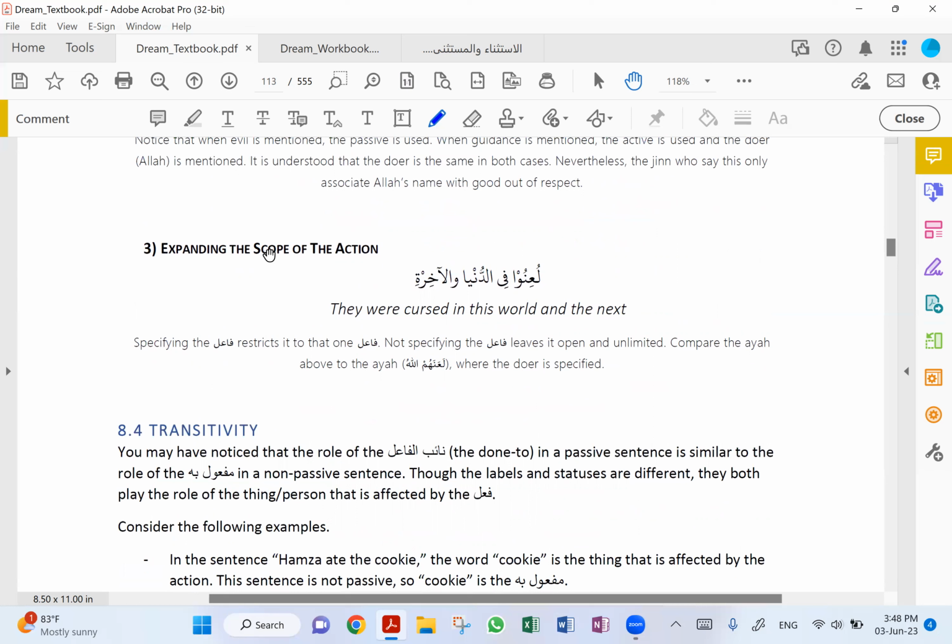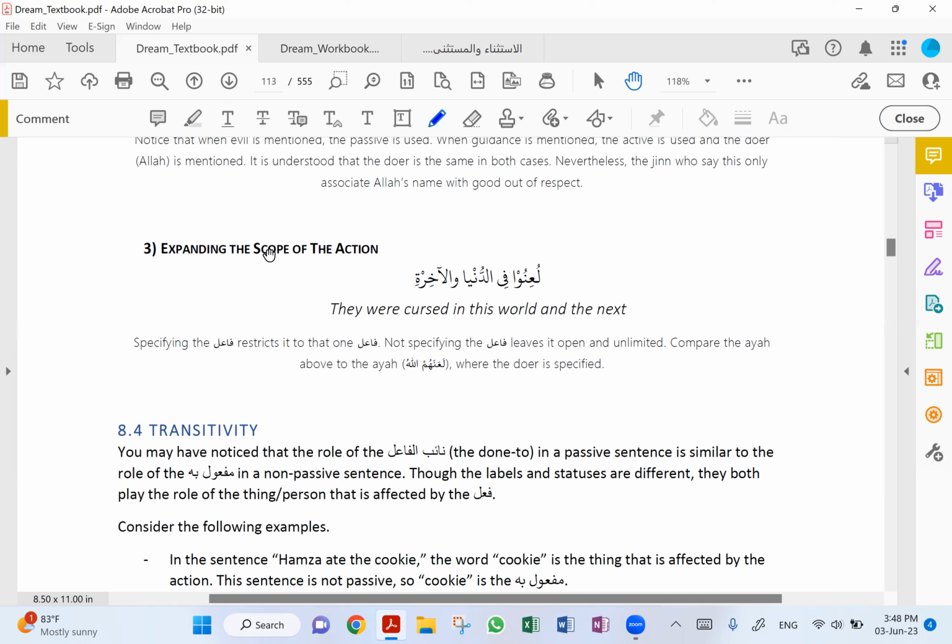And in the same way, and this is a balagha reason, when you don't specify the doer, it could be a number of doers. Could be several people doing the action. So for example, in this ayah, لُعِنُوا فِي الدُّنْيَا وَالْآخِرَةِ. We don't know who cast them. They were cast in this world and the next.